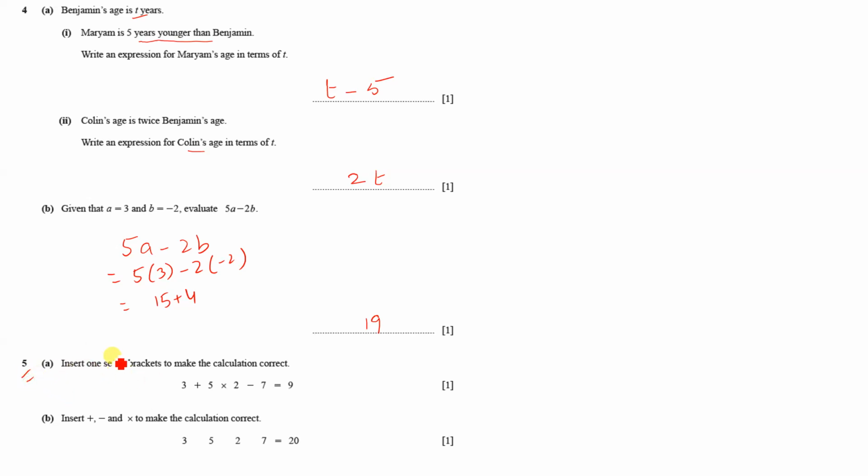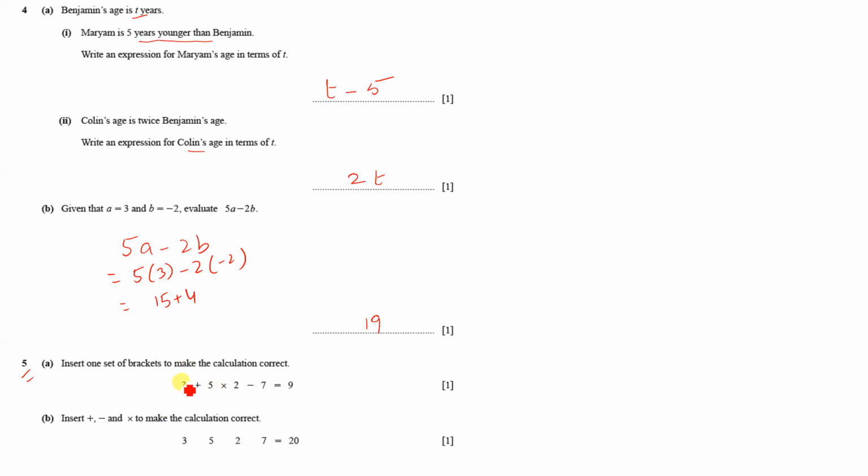Question number 5. Insert one set of brackets to make the calculation correct. So you can put brackets here, you can put brackets here, you can put brackets here. So these are the possible options to put the brackets. So we need to insert one set of brackets, that is one pair. So let's see how does it work.